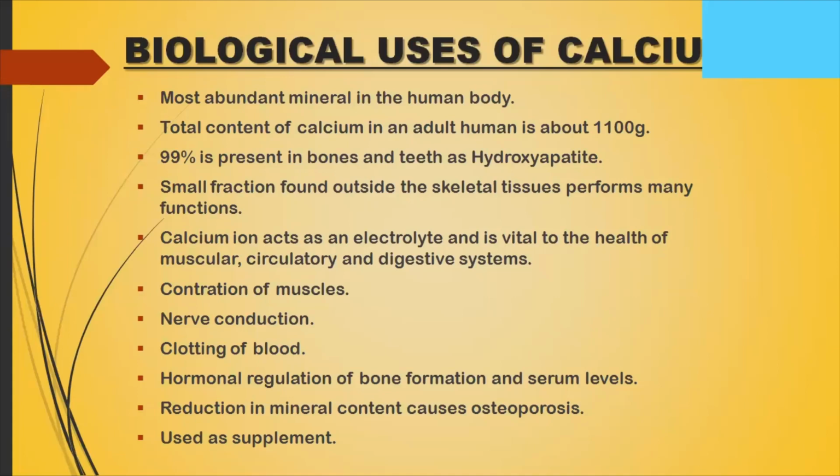And as we know, it is one of the coagulating factors. In factors of coagulation, it is the fourth coagulating factor or clotting factor. So in emergency, in any hemorrhages, there the body releases calcium along with other factors. That much importance it demands. The hormonal regulation of bone formation and serum levels also depends on calcium. The parathyroid hormone functioning is depending on it. If the calcium is less in bones, it will cause osteoporosis. And hence we, in these days, use it as a dietary supplement.